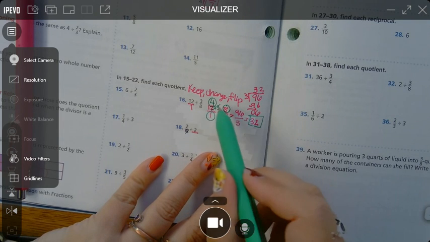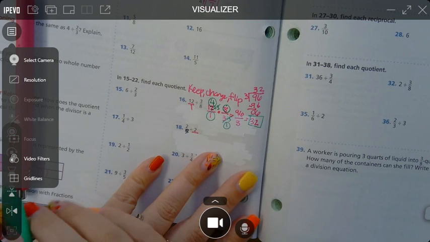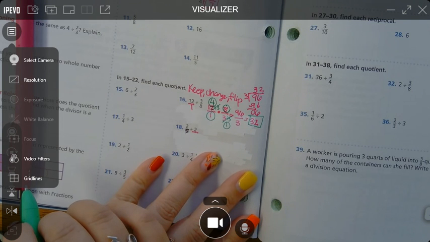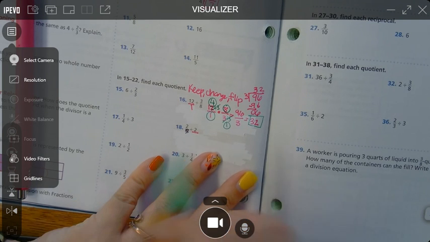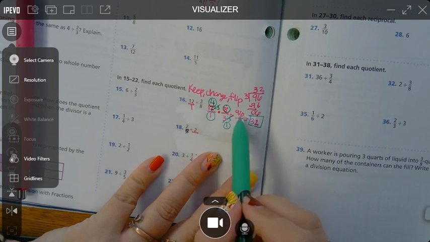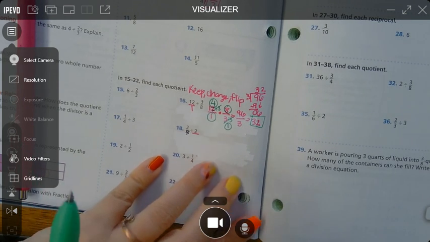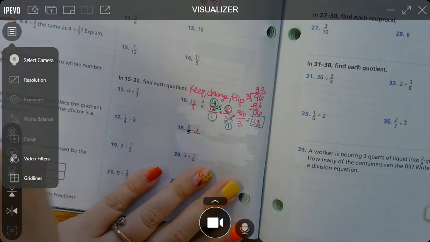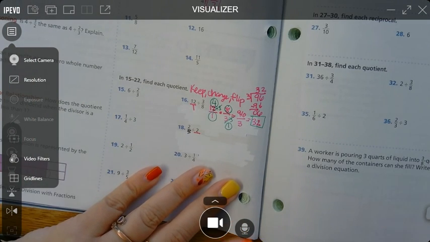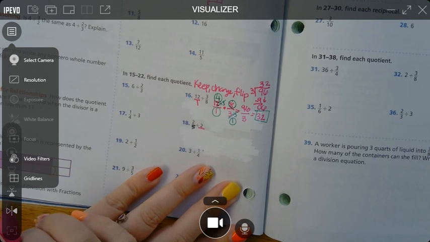In my opinion, it's easier to cross cancel. You just get smaller numbers and then don't have to reduce later. But if you want, you can just not cross cancel and multiply straight across, but then you might have to deal with really big numbers. Okay, let's try one more together. Number 18. Again, try it yourself first, then come back to check to see if you got it right.